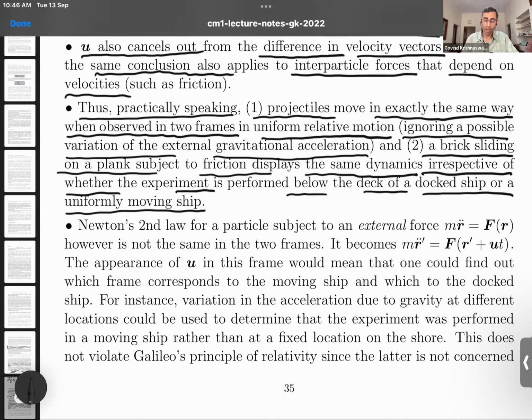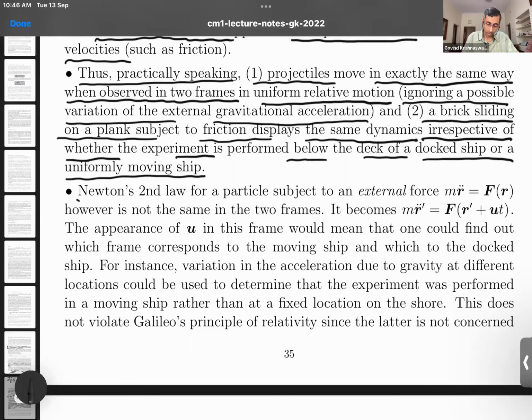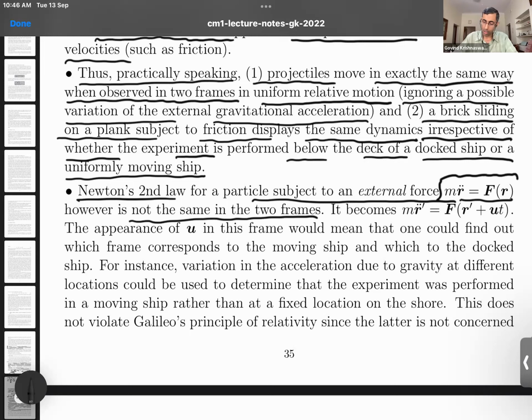And to emphasize that, consider Newton's second law for a particle subject to an external force. Suppose there are not interparticle forces, but forces external to the lab. Newton's equation is not the same in the two frames. In fact, suppose you start with Newton's equation, m r double dot equals F of r, and replace r by r prime plus ut. Then in the resulting equation of motion, the left-hand side doesn't change. We already argued that. m r double dot is the same as m r prime double dot. But in the argument of the force, we are going to get not r prime, but r prime plus ut.